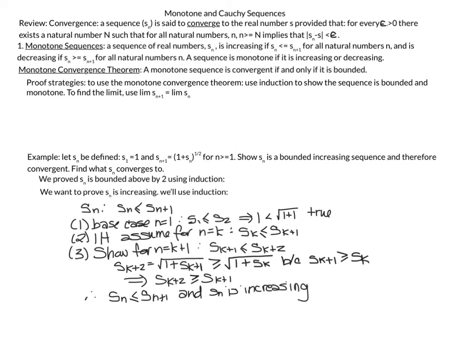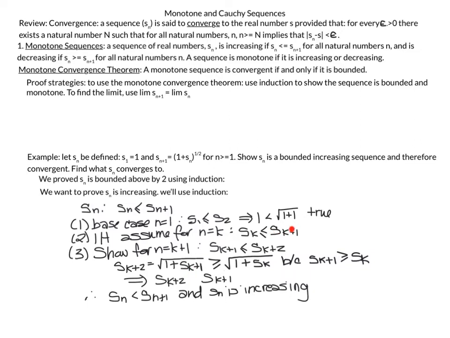So now we're going to use our inductive hypothesis to show that if the inductive hypothesis is true, then it must be true for n equals k plus 1. In other words, plugging in k plus 1 for n, we want to show S of k plus 1 is less than or equal to S of k plus 2. So S of k plus 2 from our formula is equal to 1 plus S of k plus 1.